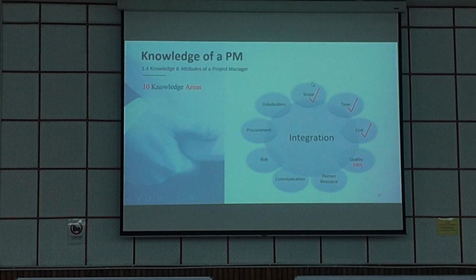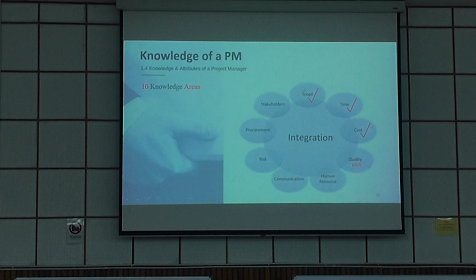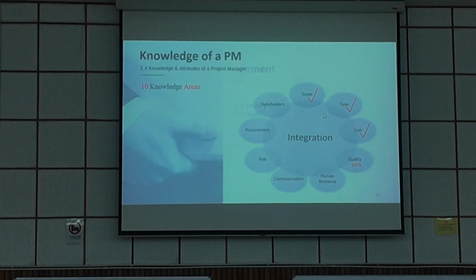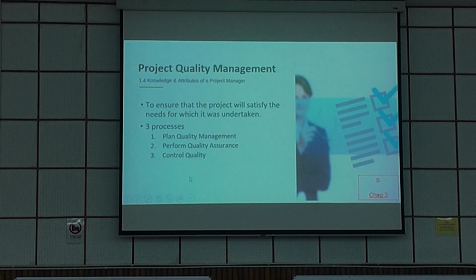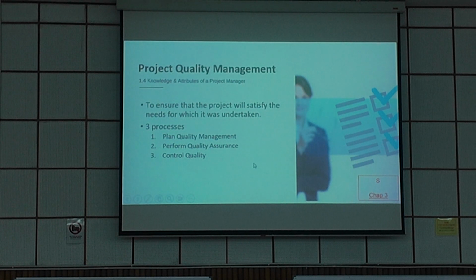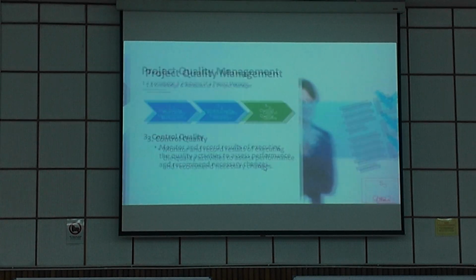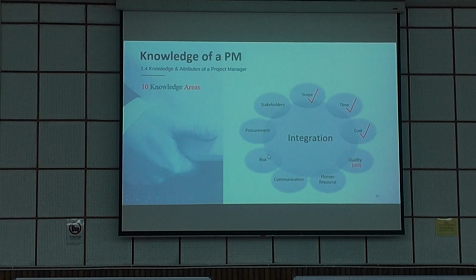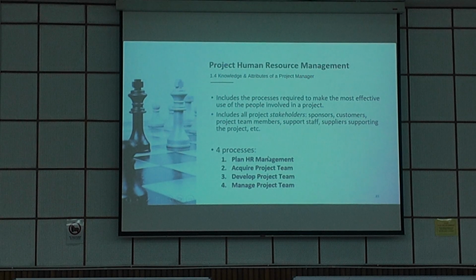So I've explained to you scope management, time management, and cost management. So next part is quality, project quality management. I will skip all this slide because there's one chapter on quality management. So chapter 3 will cover quality management, so I'll skip it. Okay, so next is project human resource management.